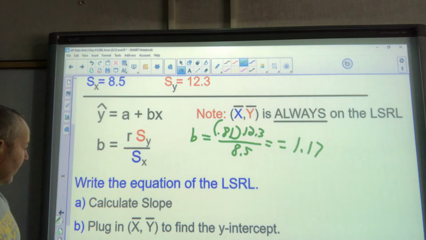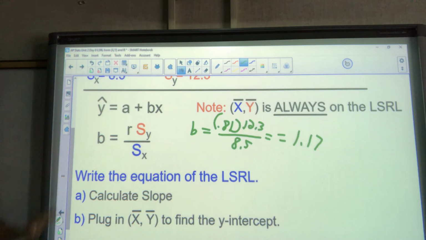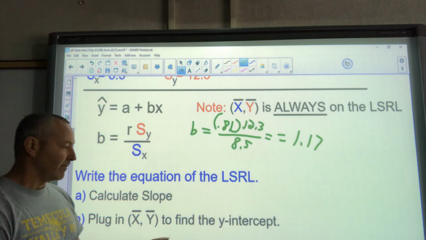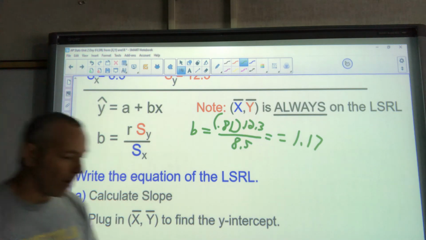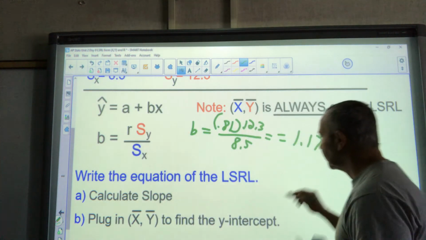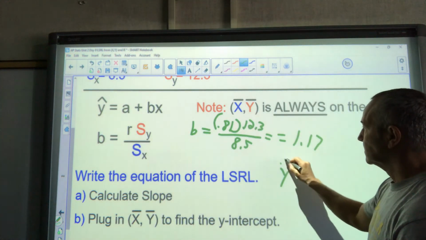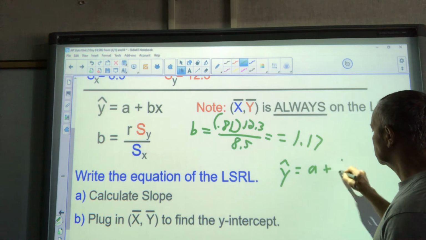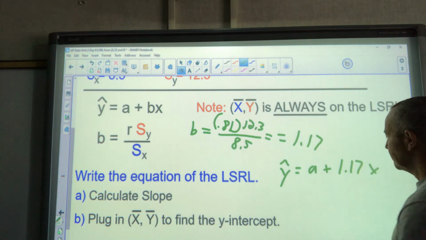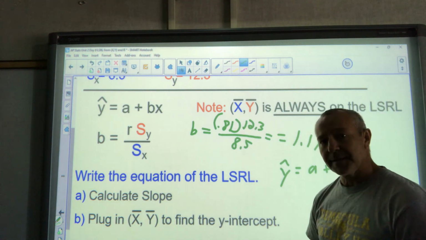These are the steps written down right here. I didn't realize I had that. Calculate the slope. We're doing that first, and then we're going to plug that point in to find the y-intercept. So that's what we have so far. At the moment, I know this. Okay, and like I said, it's just like Algebra 1 now.